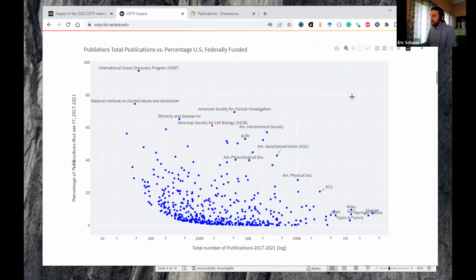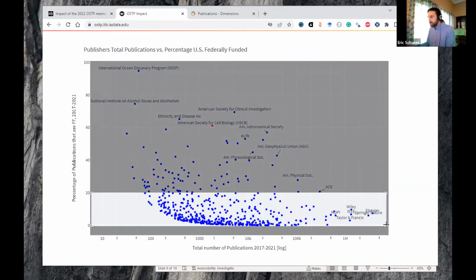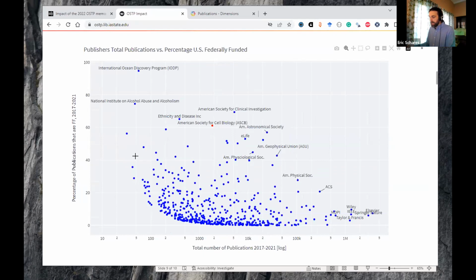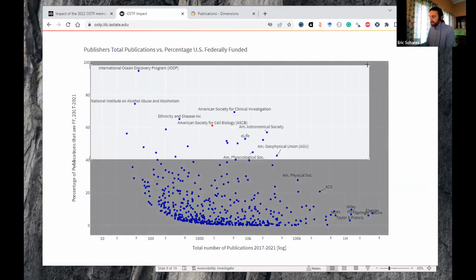So now these are the same exact 500 dots. You can see American Society for Cell Biology retained its data label in its red color. But now we're looking at the percentage of publications that are federally funded on the y-axis. And so we can see most publishers are falling somewhere down here between 0 and 20%. And maybe 20 to 40 is the next group. And then we have over 40%. I think this is 21 out of 500 publishers that are over 40%.